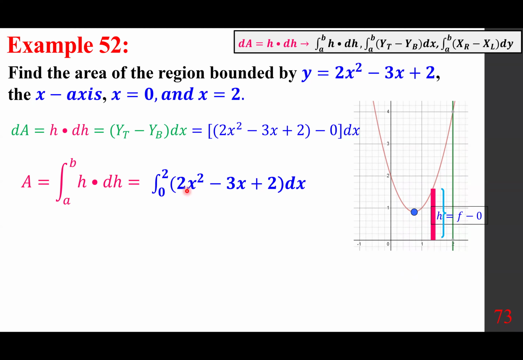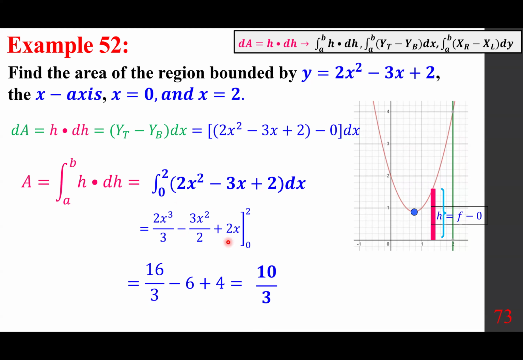All right, so what is this? 2/3 x cubed minus 3/2 x squared plus 2x from 0 to 2. And you plug in 2 cubed, 8 times 2, 16/3, minus 2 squared is 4 times 3, 12 over 2 is 6, so minus 6 plus 4, and they add up to 10/3. Generally speaking, I'm going to just go from here to the answer because this is elementary algebra. I hope everybody can see that.